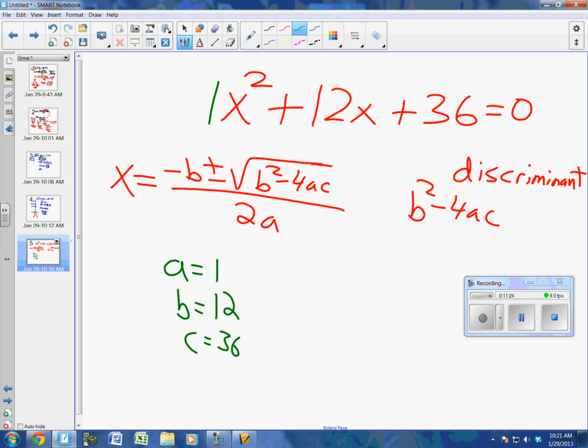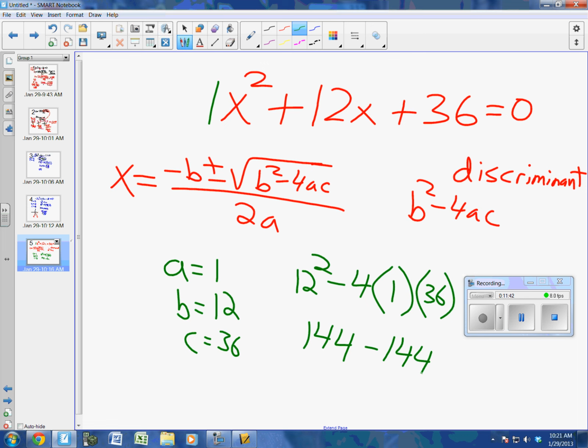Okay? All right. B squared, 12 squared, right? We put 12 in for B. 4 times A. What's A? 1. What's C? 36. 12 squared is 144. 4 times 1 times 36 is 144. 144 minus 144 is, you got 0.